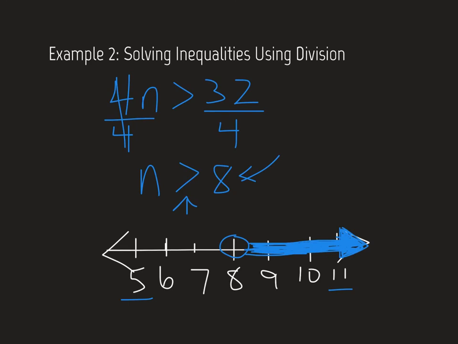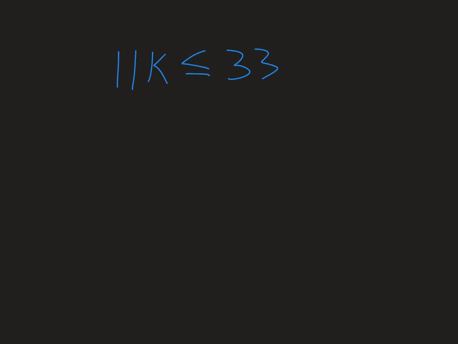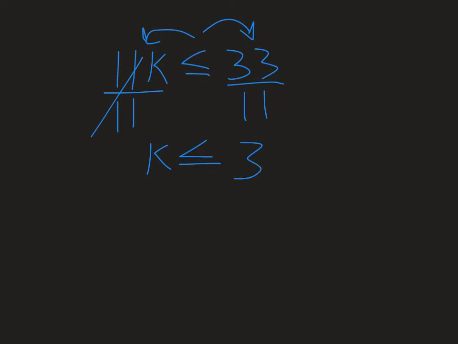We'll do one more and be done. 11k is less than or equal to 33. I want to get k by itself, so I get rid of my 11. 11 divided by 11 is 1. Whatever I do on this side, I do on this side. 33 divided by 11 is 3. Now I'm left with k is less than or equal to 3.